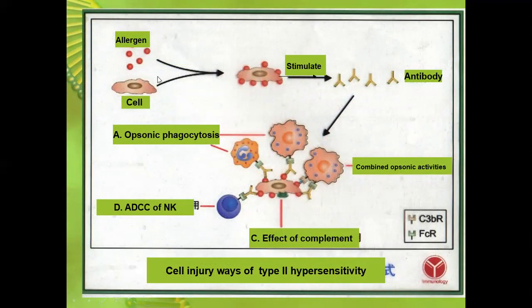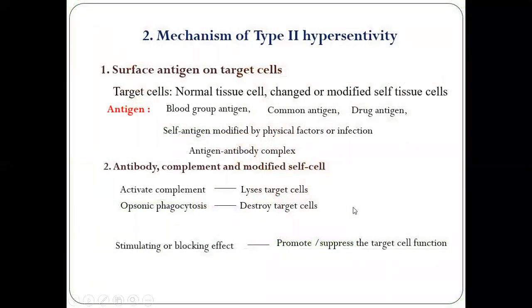So here in this image you can see the allergen which is present on the cell surface. It causes the release of the antibodies, and these antibodies may cause opsonic phagocytosis. Opsonins are soluble substances which enhance the phagocytosis process. So with the release of these opsonin molecules, it causes phagocytosis of the cells. And this way it causes cell injury in type 2 hypersensitivity reaction.